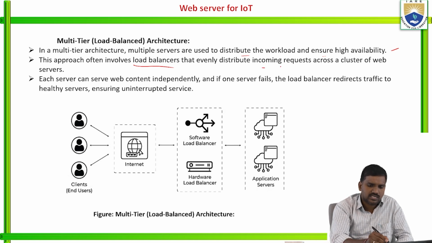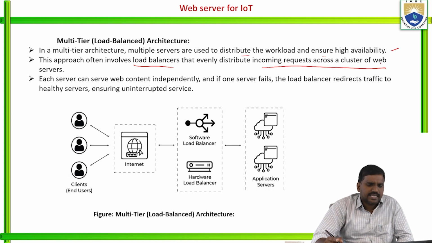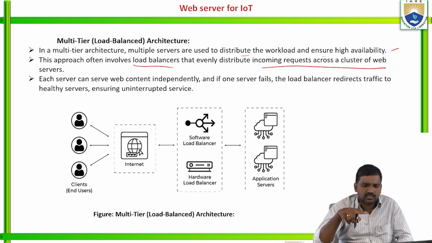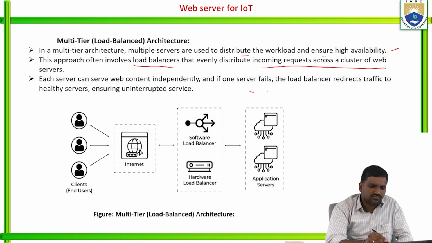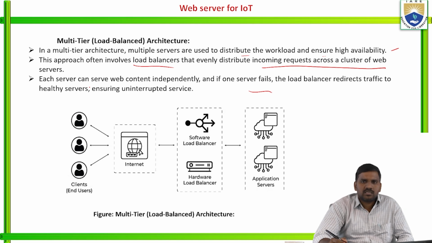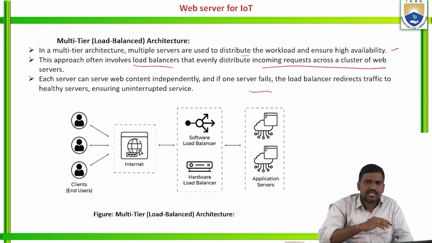So the main advantage of multi-tier load balanced architecture is that requests are distributed across the cluster of web servers, so each server can serve web content independently. If one server fails, the load balancer redirects traffic to healthy servers, ensuring uninterrupted service. In single tier, if one thing fails, the entire system will collapse. But in multi-tier, even if one fails, don't worry about that. It will automatically recover and the remaining servers will process the data.